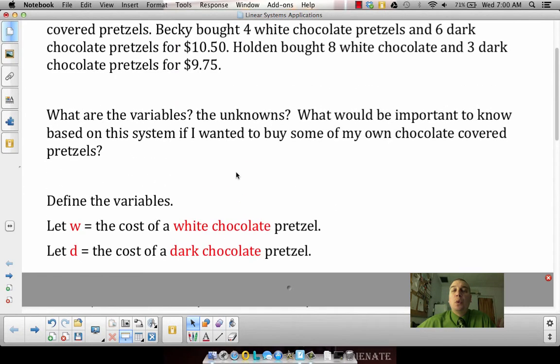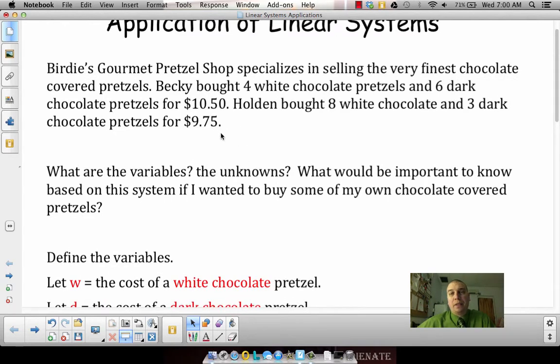Now I've got to come up with the equations that represent what goes on here. So I'm going to grab a pen here and underline some things that are important. So we've got Becky. She got 4 of the white chocolate, 6 of the dark chocolate, and her cost was $10.50. So let's take a different color. Let's go with green. Holden. So we've got Holden. It's a completely different situation. He got 8 of the white chocolate pretzels and 3 of the dark chocolate for a total of $9.75.